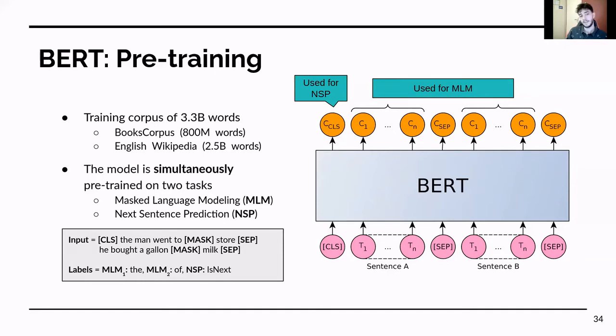fact the next sentence. And we would also mask out certain tokens of these sentences, and we would use the outputs of the masked tokens. We would give them to linear networks that would predict which of all the words in the vocabulary has been masked out.